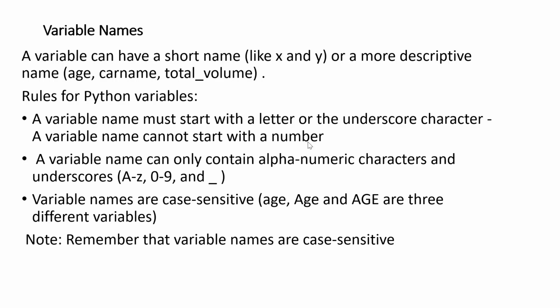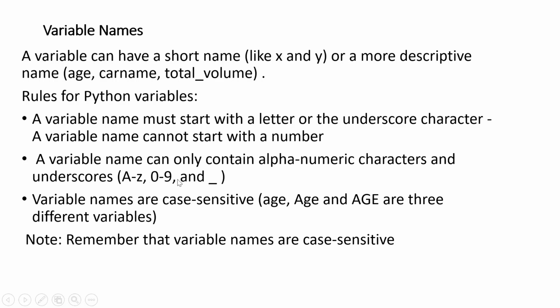A variable name can only contain alphanumeric characters and underscores. That means a variable name can only contain A to Z, capital and small letters, 0 to 9, and underscore only.